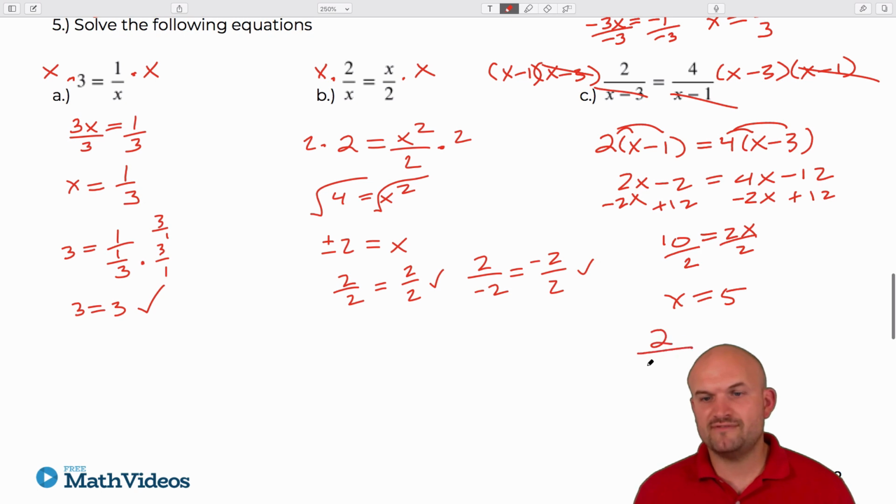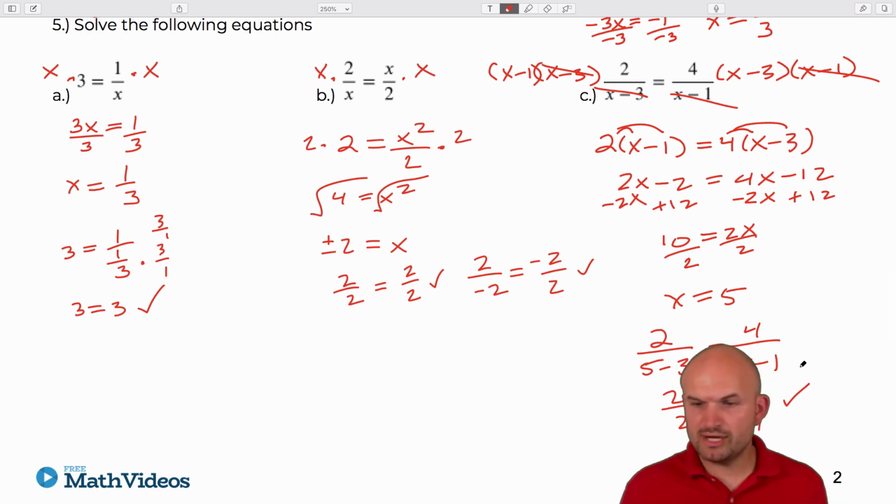And so when we plug in 5, 2 over 5 minus 3, and a lot of times you can just do this in your head. I don't require my students to always show their work for extraneous solutions. And we get 2 over, let's see, that's going to be 2 over 2. And in this case, we get 4 over 4, which again, 2 over 2 is 1, 4 over 4 is 1. So there you go, ladies and gentlemen.